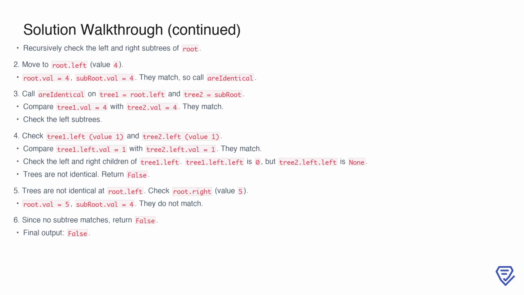Since the subtree check failed at root.left, we move to root.right, which has a value of 5. Comparing this value to the root of subroot, which is 4, shows they do not match. As no subtree of root matches subroot, the output for this example is false.